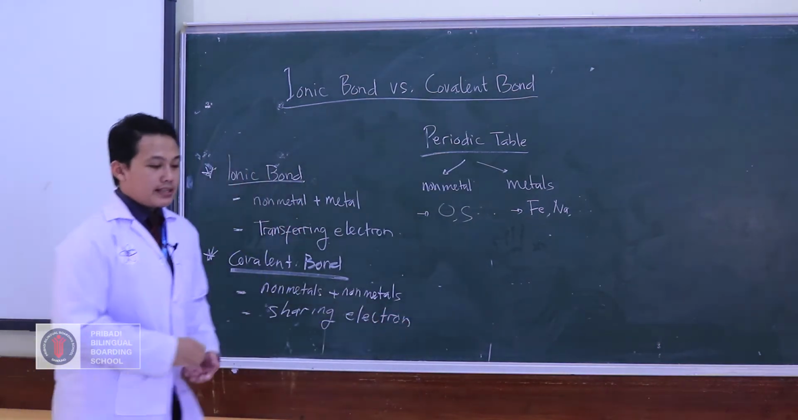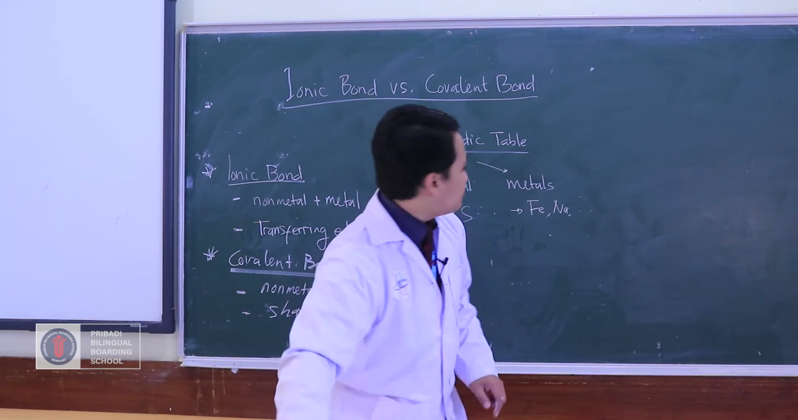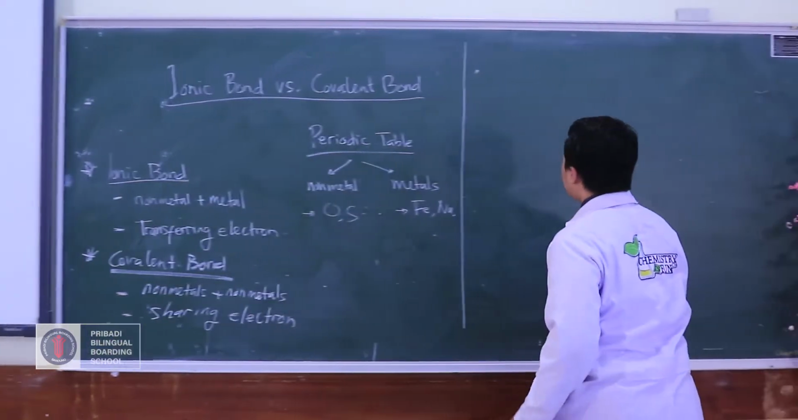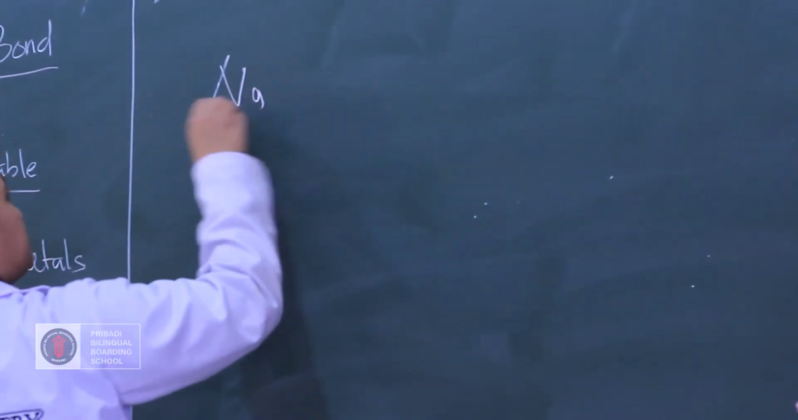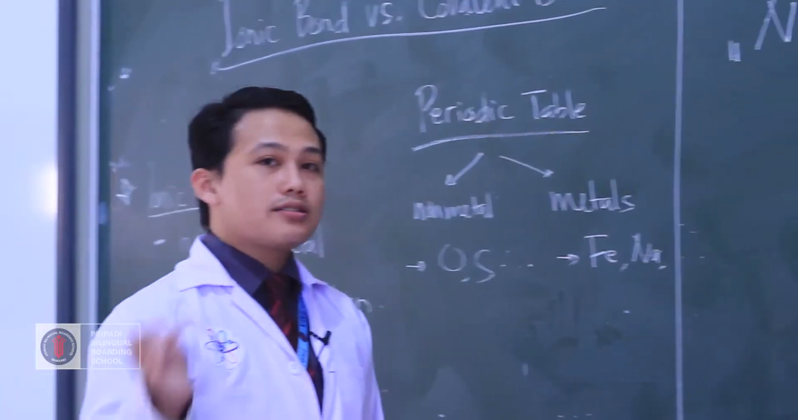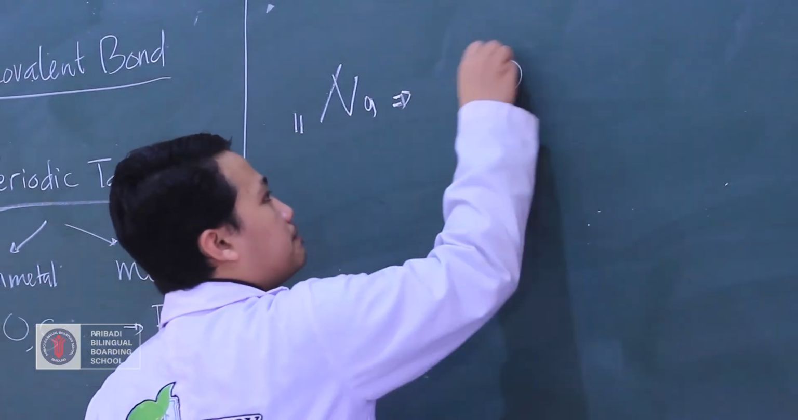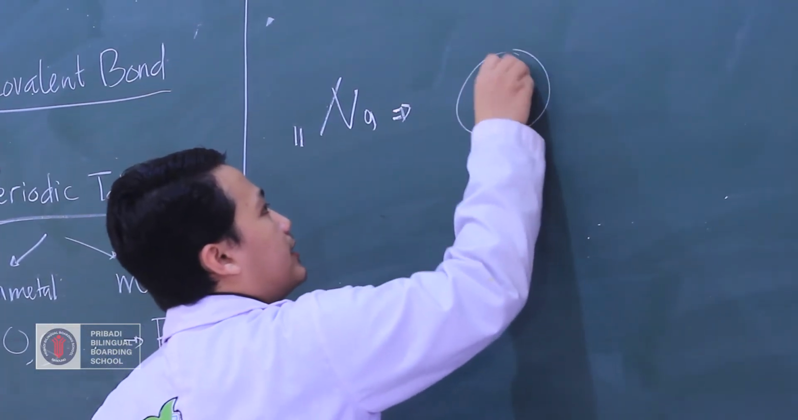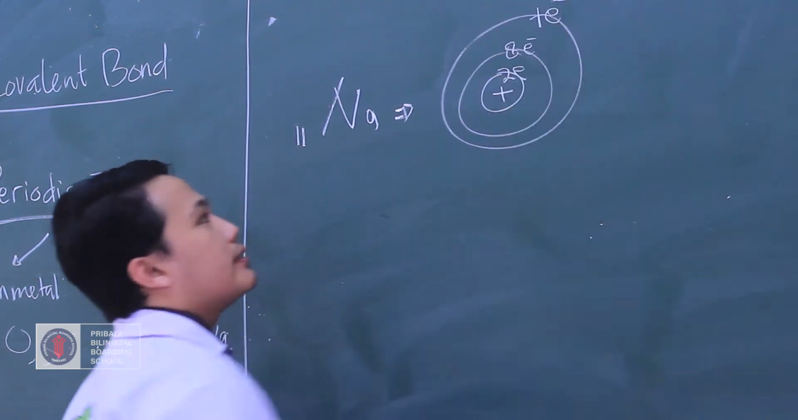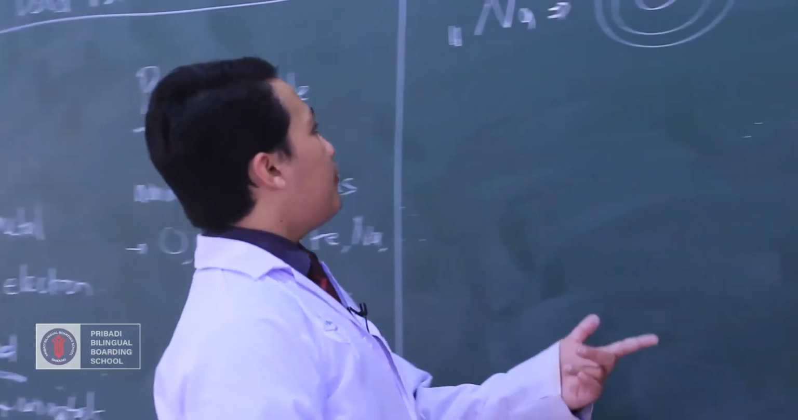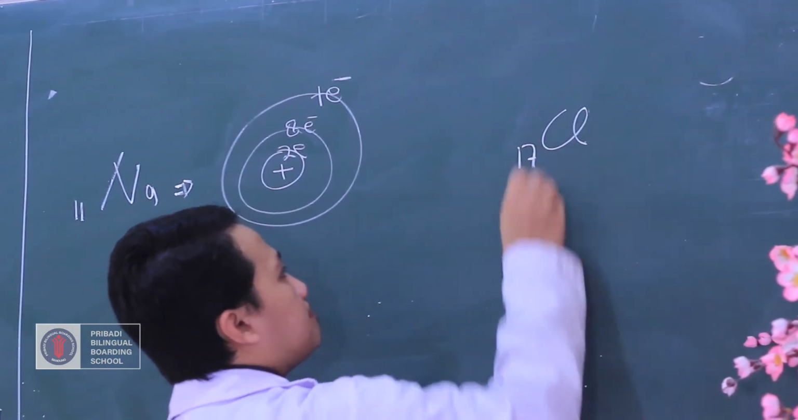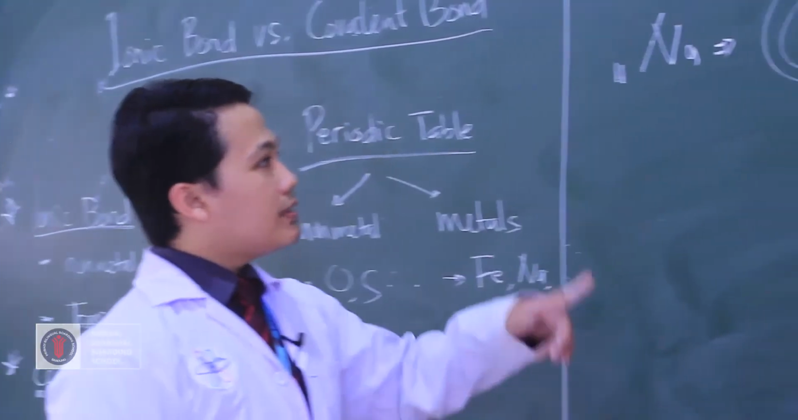Okay, I'll give you an example of the ionic bond and the covalent bond. So here, let's say I have Na, atomic number 11. If you write down the electrons in the shells, you have the nucleus, and then 2 electrons in here, 8 electrons in here, and then the outermost layer will be 1 electron, isn't it? And then I have, let's say, Cl. Cl is 17. Okay, Na is 11, Cl is 17.